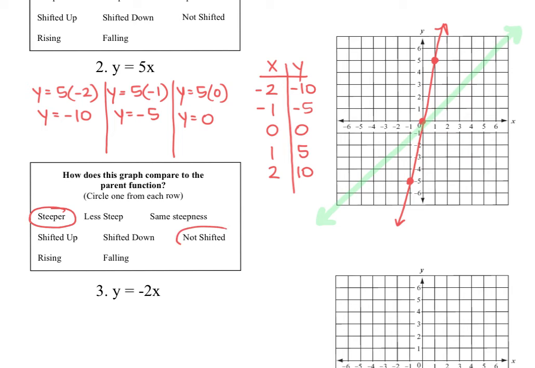This one is also not shifted, and again, we'll get into that more in future examples, but we see it crosses at the same spot. And this one is also rising. And again, we know that because the parent function, when we follow from left to right, points up, and this one, when we follow from left to right, also points up. So it is also rising. All right, let's go on to the next one.